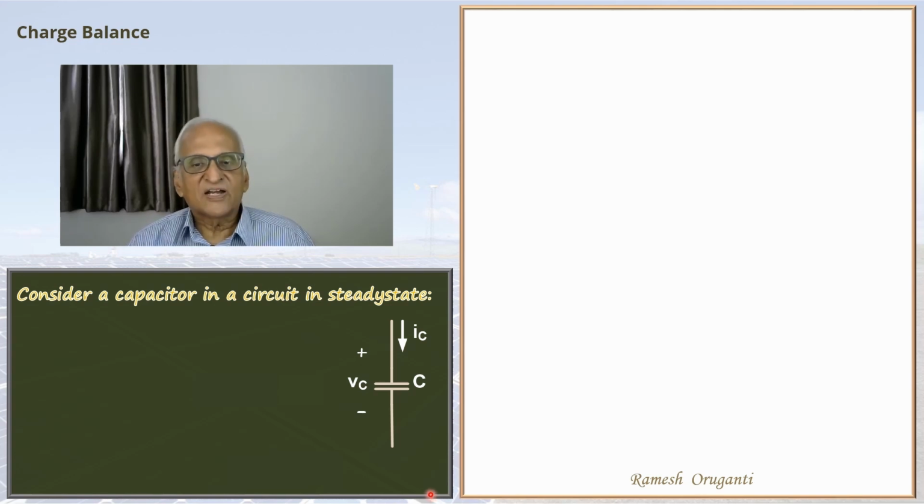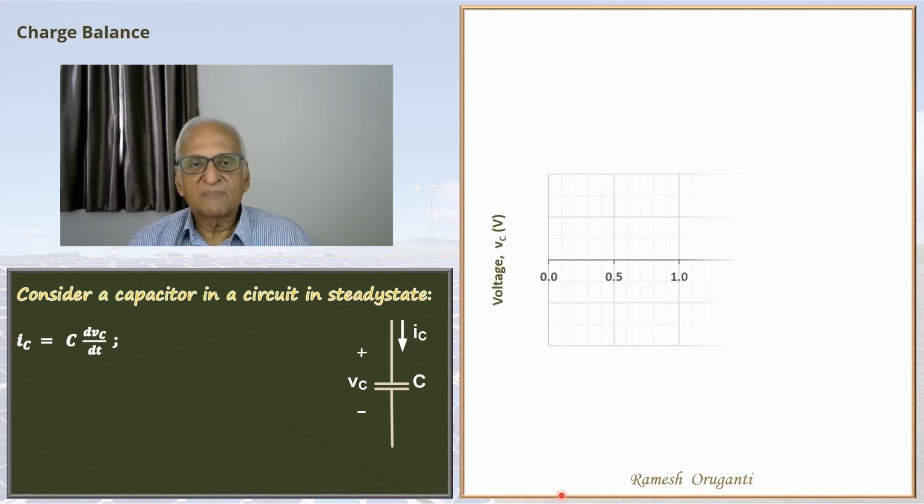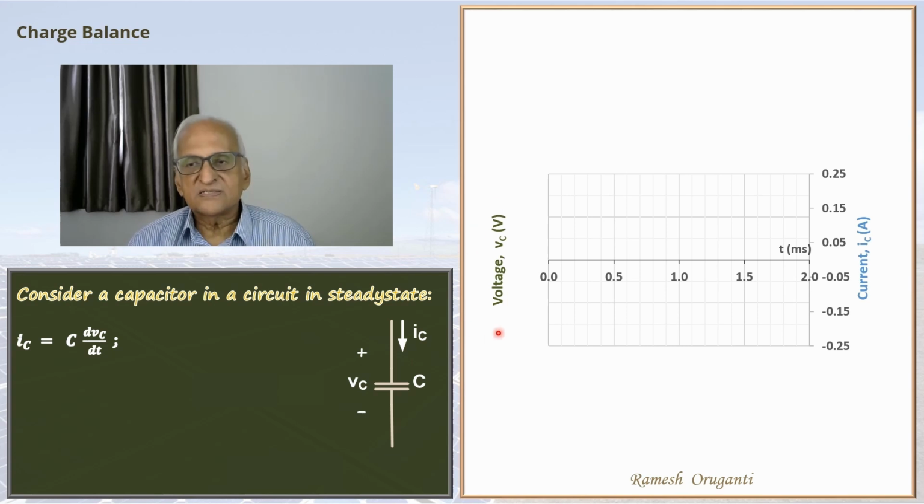This is a symbol of a capacitor. Vc is the voltage of the capacitor. IC is the current in the capacitor. IC equal to C dVc by dt is the current voltage relationship in a capacitor. Now we will take some voltage waveform under steady state. Y-axis is going to be the capacitor voltage, x-axis is the time in milliseconds. So this is a periodic waveform. We have arbitrarily taken it.